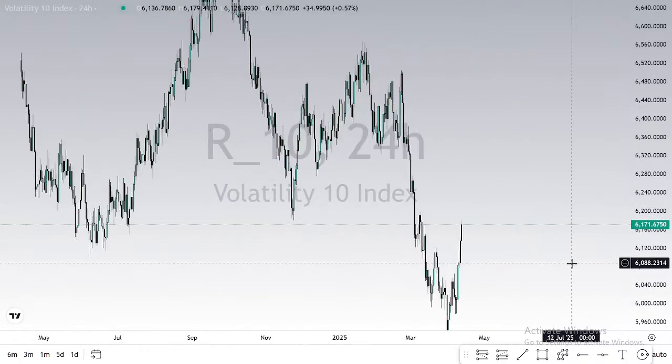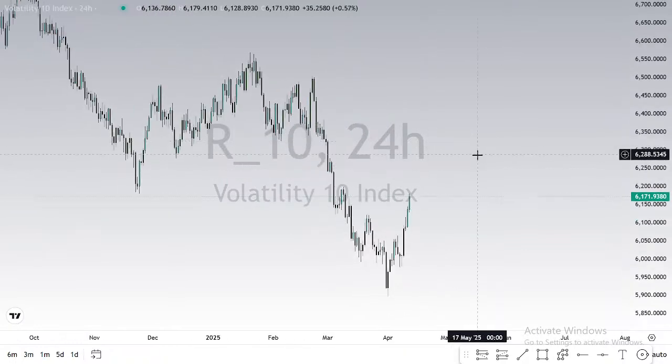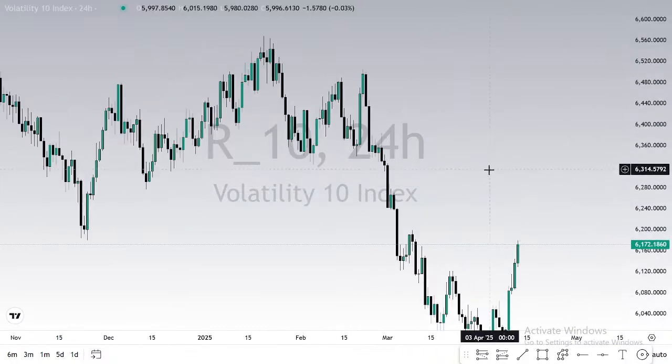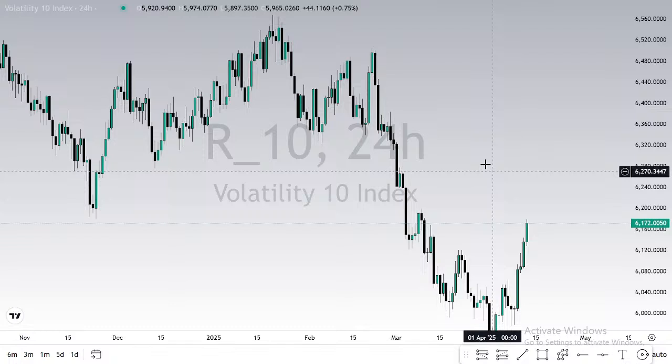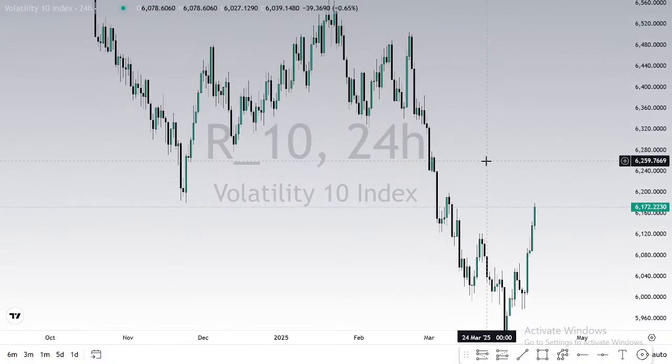Okay, this is 24 hours time frame on volatility 10. So our last break of structure. Let's do volatility 10, guys. In our next session, we are going to be looking at more assets, but for now, let's just do volatility 10 as the last asset we'll be looking at.